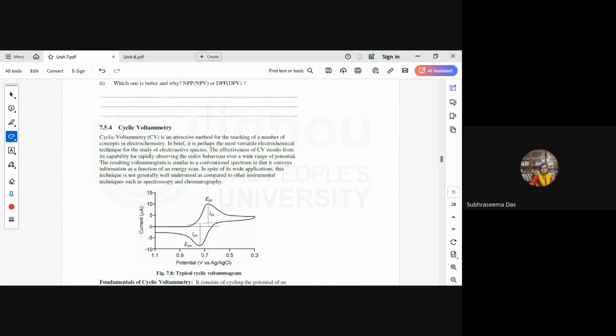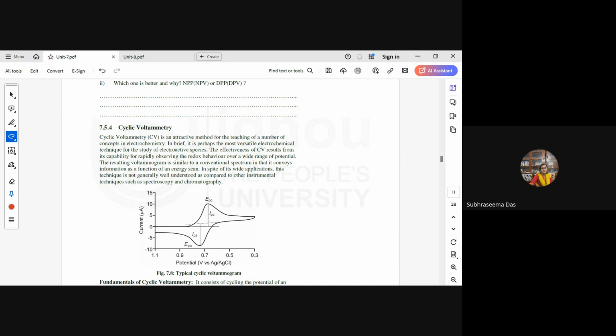Now coming to cyclic voltammetry. Cyclic voltammetry, or CV, is one of the most commonly used electrochemical techniques for the study of various electroactive species in chemistry. The effectiveness of cyclic voltammetry comes from the fact that it rapidly observes the redox behavior over a wide range of potential. The voltammogram obtained is similar to a conventional spectrum, and it conveys information about the redox reactions in the form of an energy scan.